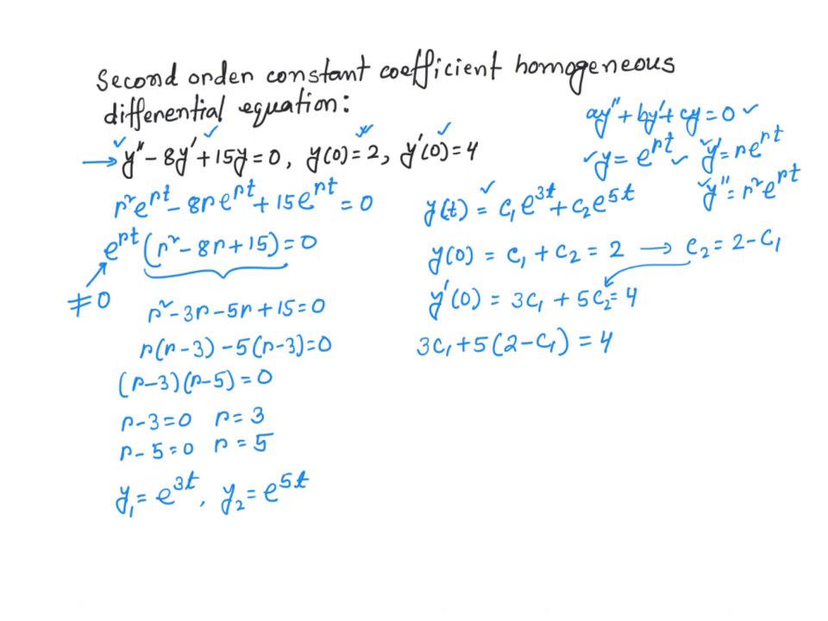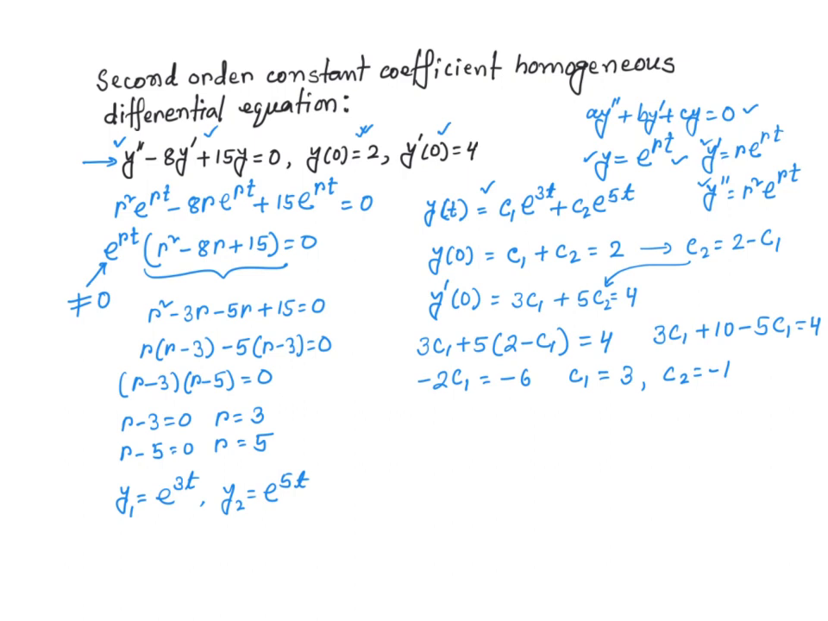If I simplify it, I get 3c1 plus 10 minus 5c1 is equal to 4, or negative 2c1 is equal to negative 6. I subtract 10 from both sides, or c1 is equal to 3. If c1 is equal to 3, then c2 is going to be 2 minus c1, or 2 minus 3 is equal to negative 1. So c2 is equal to negative 1.